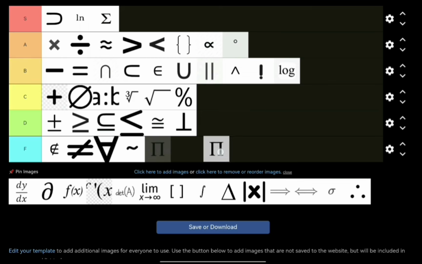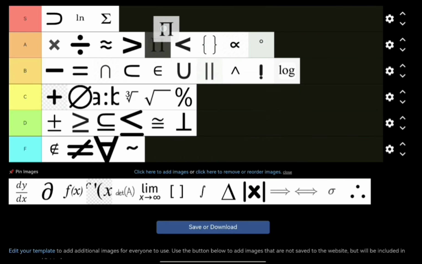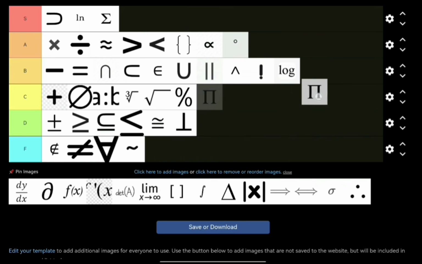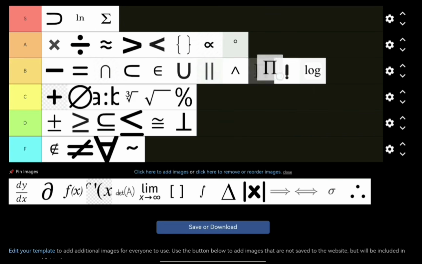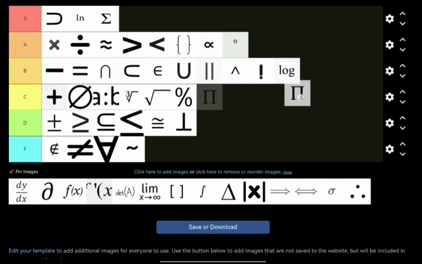This is capital pi. If you don't know what this does, it's like sigma, except it multiplies all the terms, right? So you know how in sigma you just add up all the terms? In this you just multiply all the terms. So I mean she looks a little not my type, so I'll say C tier, I guess.